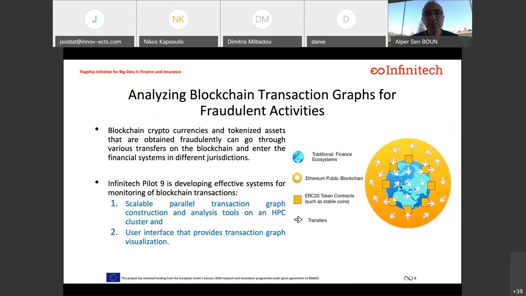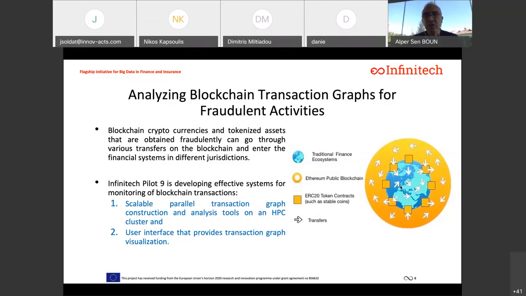We are providing capabilities for monitoring fraudulent activities. So how are we doing that? Since the number of transactions in the public blockchain is growing immensely, we need a scalable solution. So we have a scalable parallel transaction graph construction and analysis technology. Essentially, we are using high-performance computing solutions here. This is our expertise in the project.